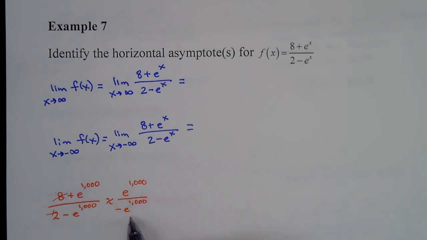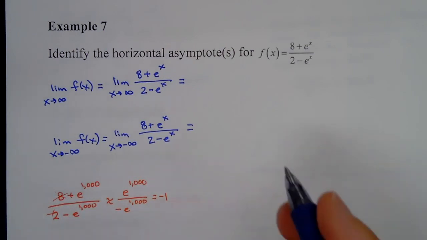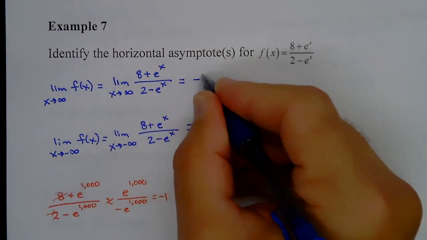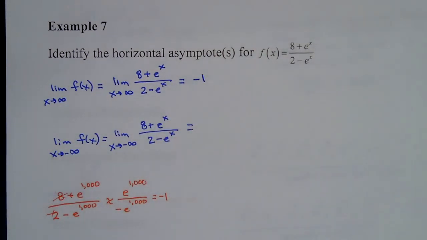And e to the 1,000 over negative e to the 1,000, well, the e to the 1,000s cancel, and you're left with -1. So that means, because we're putting a big number in, this is equal to -1. So this 8 and this 2 right here are really insignificant because this is the thing that's growing.